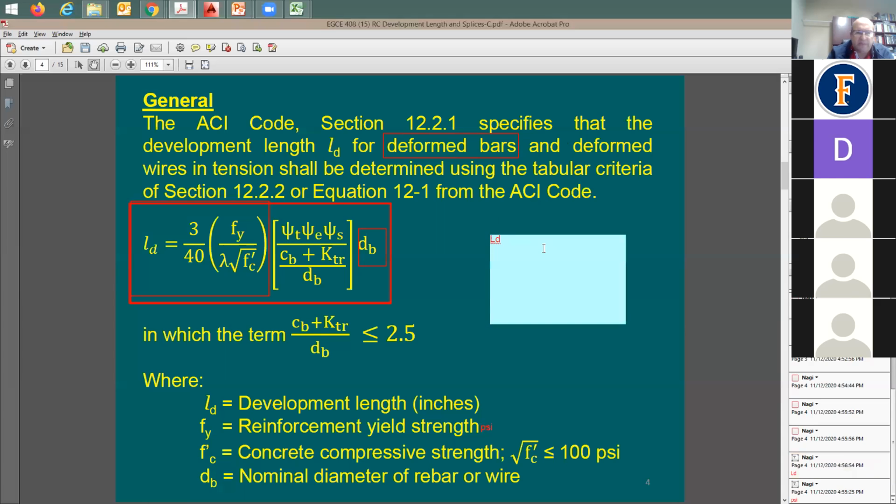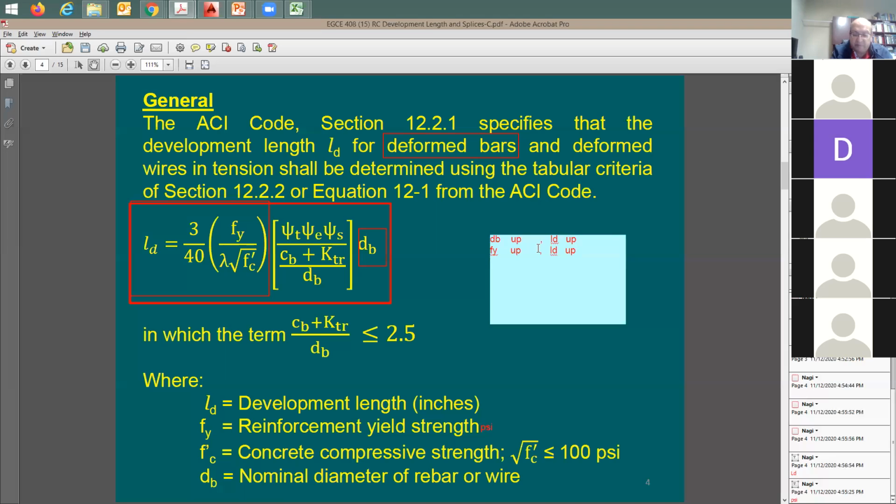Is LD going to be going up or down? Let me start by saying, okay, when dB is going up, what happens to LD? It goes up. It increases. When f sub y goes up, what happens to LD? It goes up. Yeah, based on this equation. If you have been asked a question like this, one of these conceptual questions, you should be able to answer by just looking at the equation, right?